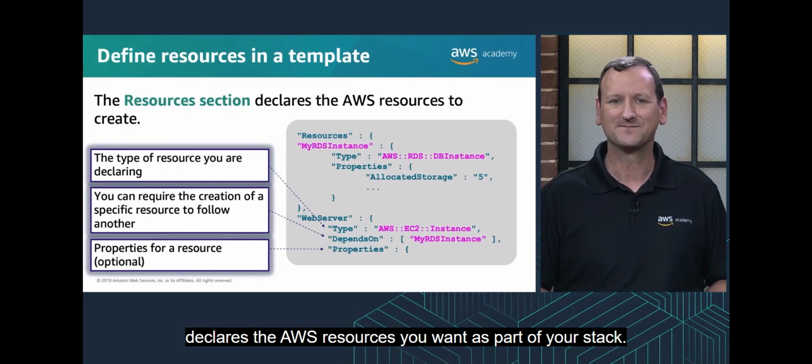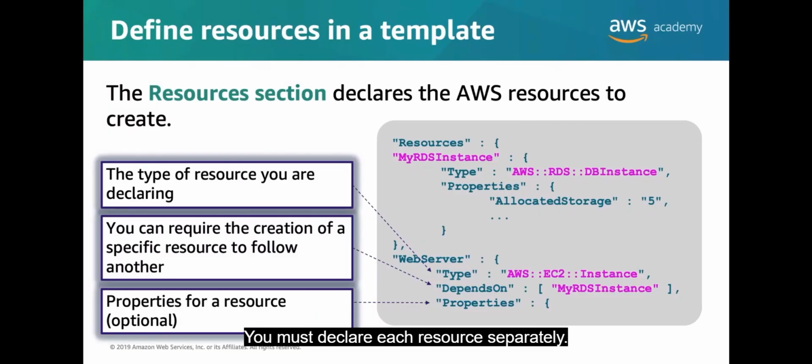The required Resources section of an AWS CloudFormation template declares the AWS resources you want as part of your stack. You must declare each resource separately. However, you can specify multiple resources of the same type. If you declare multiple resources, separate them with commas. In this case, two resources will be created, an RDS instance and an EC2 instance.